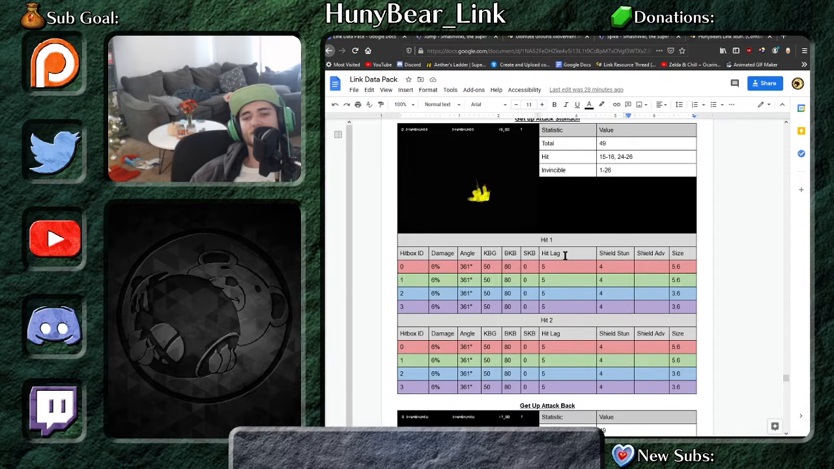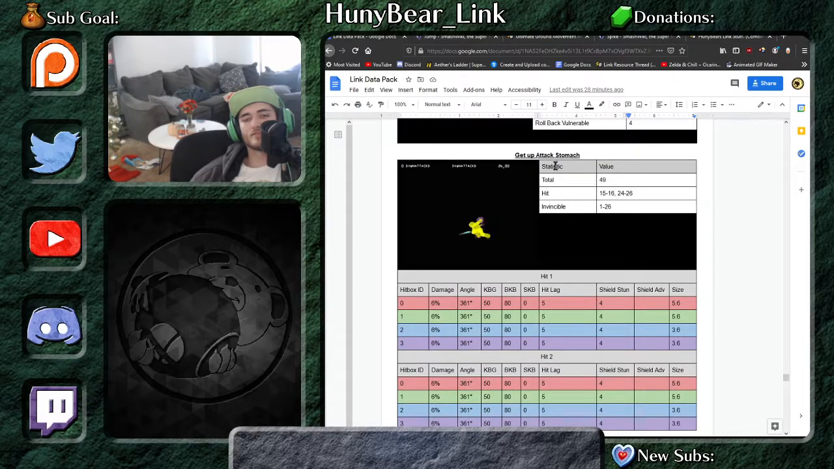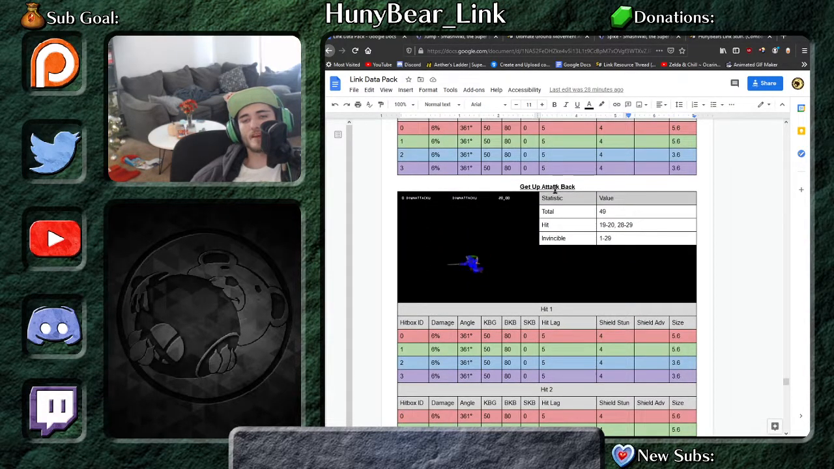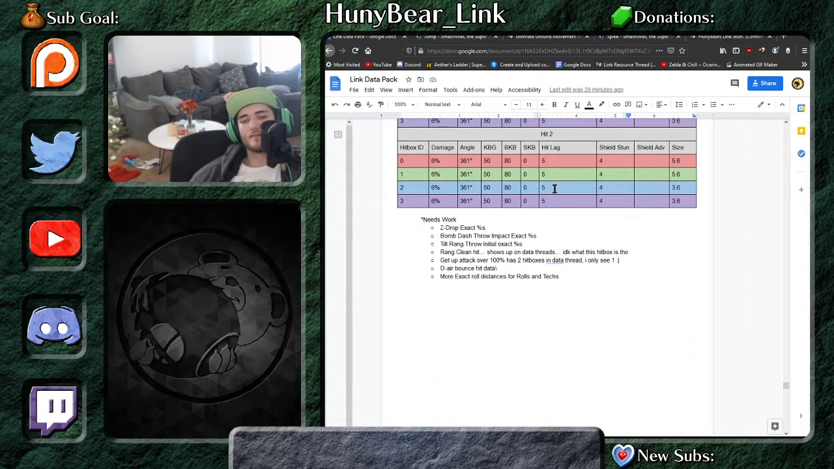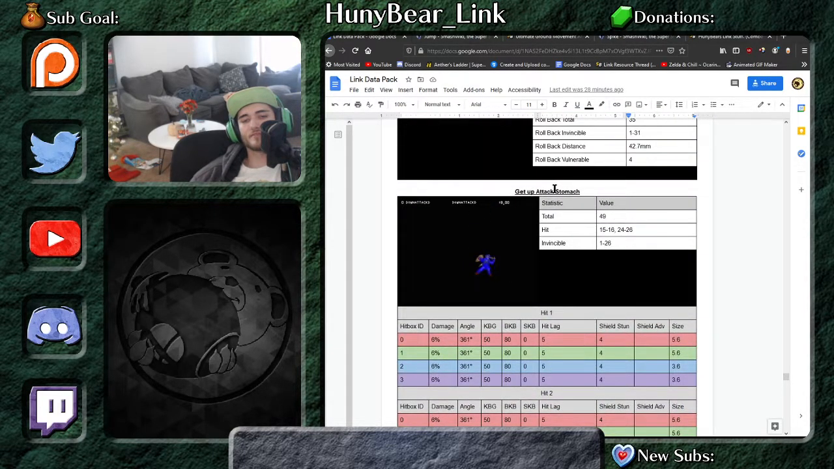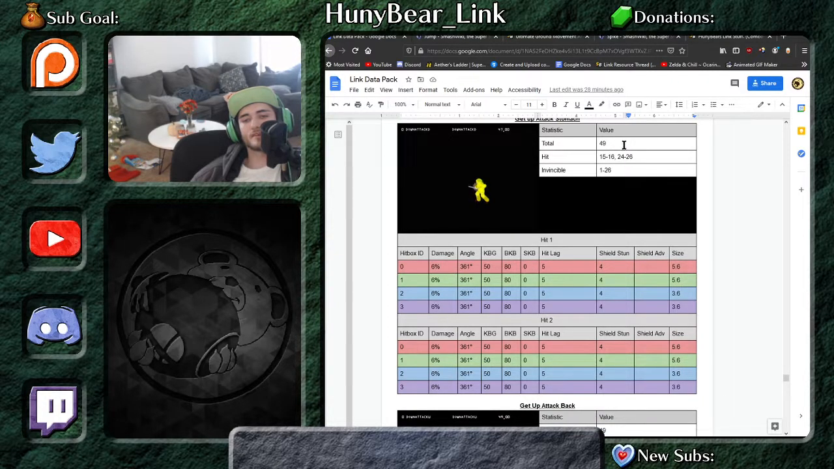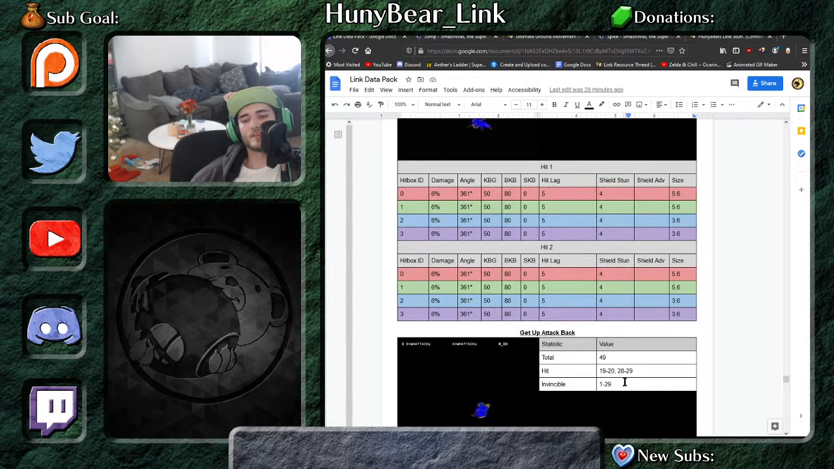This is actually really cool because it knocks down super early. You can't ASDI down it at 0, which is pretty neat. It takes total forward 9 frames. Hits in the front, hits in the back. You're going to notice something. So this is your get up attack stomach, and then you have a get up attack back. And these are actually 2 different animations. So if you land on your stomach, the data is going to be different than landing on your back.